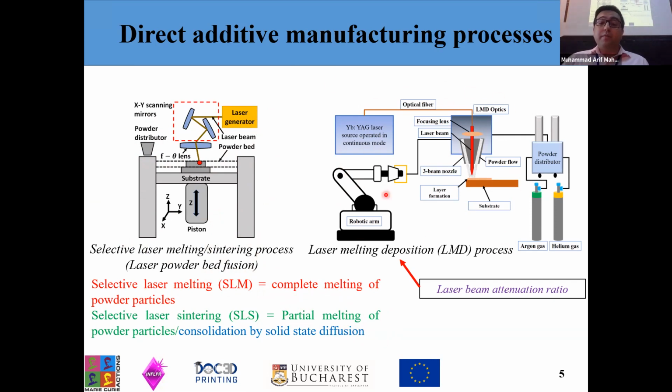In another schematic on the right hand side, we can see a schematic for the laser melting deposition process, also known as the LMD process. There is a robotic arm in this process, a laser source, the gases, which are usually argon gas and helium gas, and the powder distributor. What usually happens in this process is that a mixture of the gases will mix with the powder particles and transport them from the powder distributor to the nozzle beam output. Here the interaction between the powder particles and the laser beam will take place. After this phenomenon, the material will melt, resulting in layer formation.